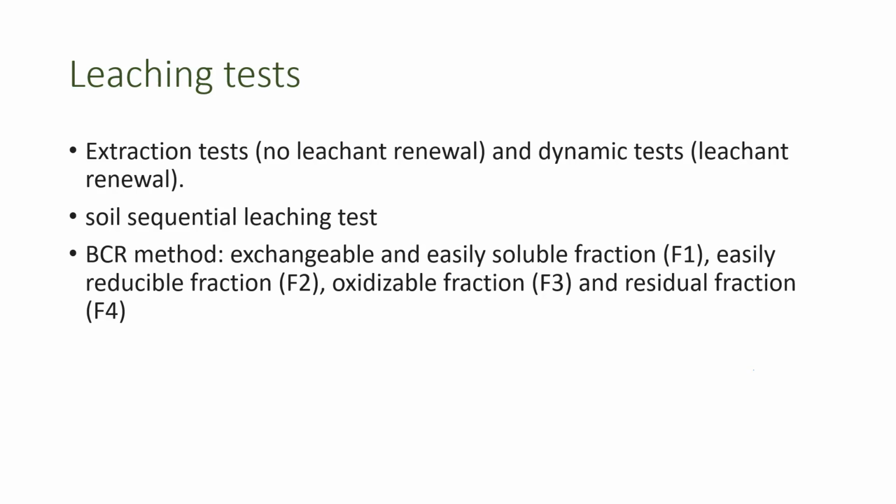So to determine the form of contaminants chemically through analytical chemistry is quite difficult. So we use what are called leaching tests as ways to determine the availability of contaminants.